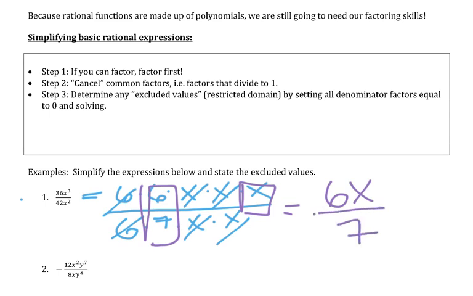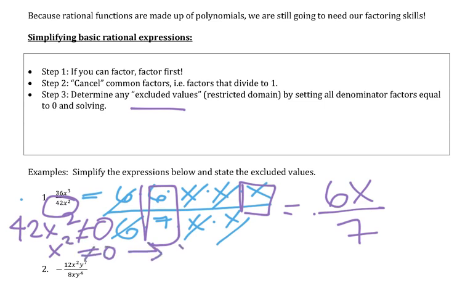Now we also need to think about excluded values. What can x not be? And to figure out what x can't be, we have to think about setting our denominator equal to 0. So if I were to set 42x squared equal to 0, I would then solve for x. I'd divide both sides by 42, and I would get x squared cannot be 0, and that means that x cannot be 0. So my excluded value here would be x cannot be 0.